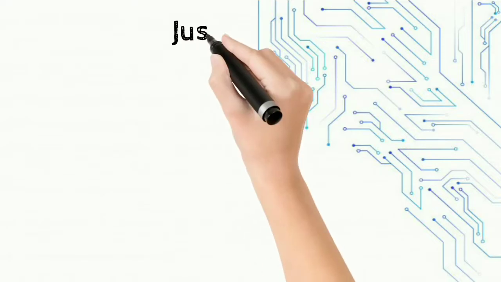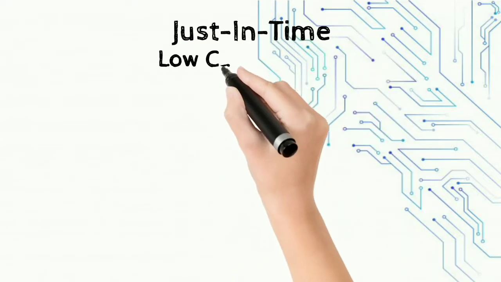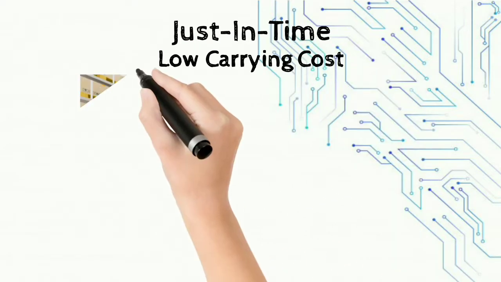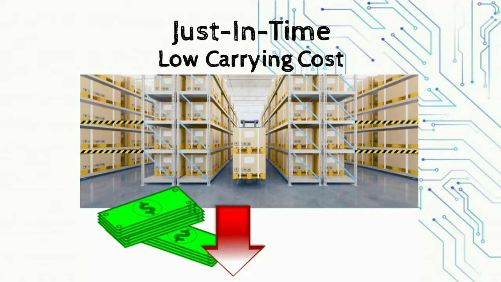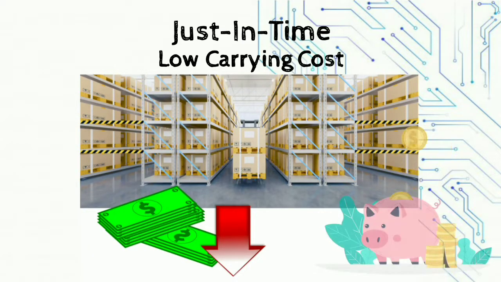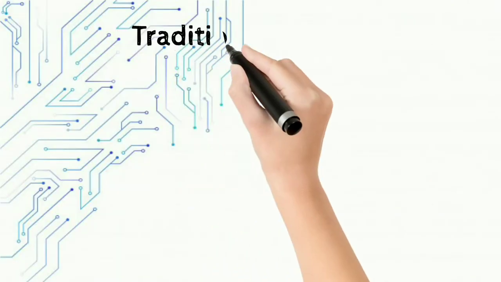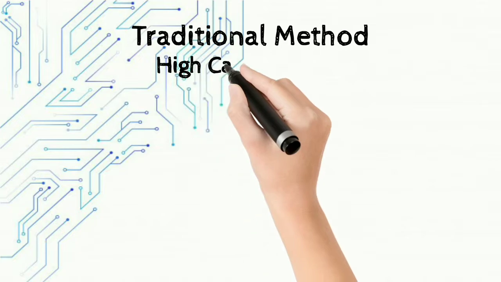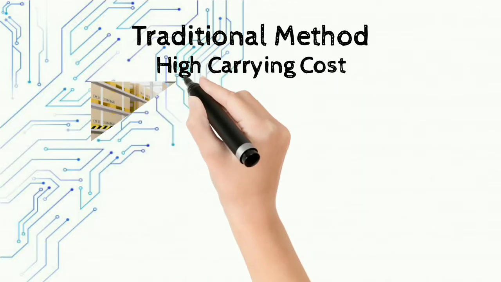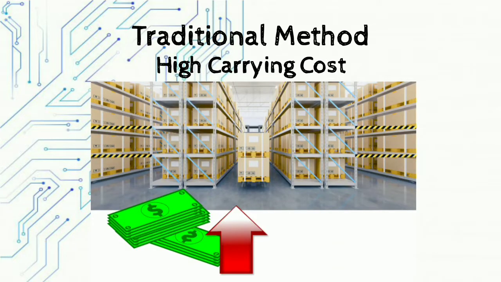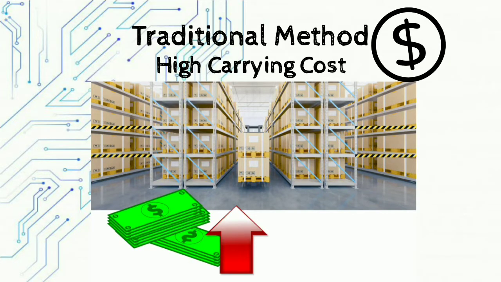Okay, another difference between just-in-time and conventional is that just-in-time has a low carrying cost. So, low cost for keeping the inventory because the company has little inventory. And then the conventional has a high carrying cost. So this is a high cost for keeping the inventory because the company has a high level of inventory on hand.